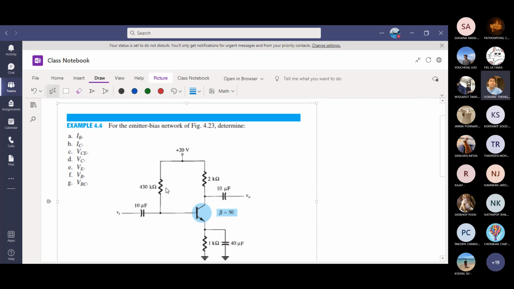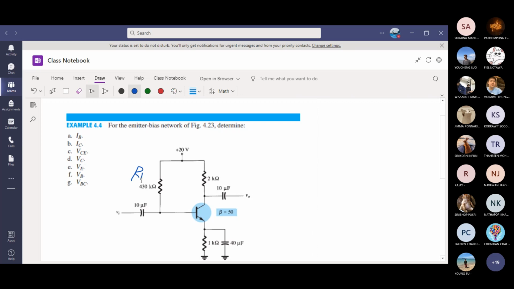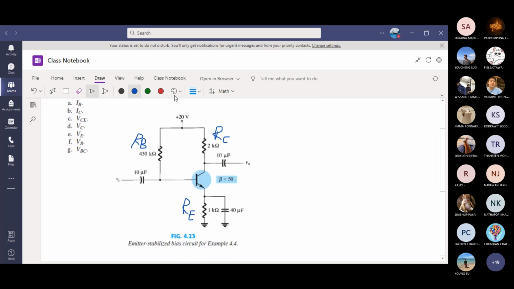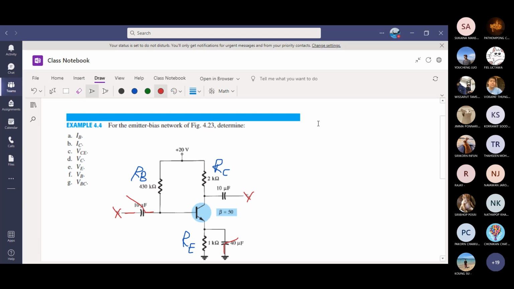So let me also draw for you. That is the base terminal. That resistor is RB. This is collector RC. This is an emitter resistor now. Now we have a different circuit, RE. First of all, when you do DC analysis, capacitor is open. Forget about the capacitor. Think that there is no capacitor, no input AC signal, no output AC. You just concern yourself with the DC analysis.